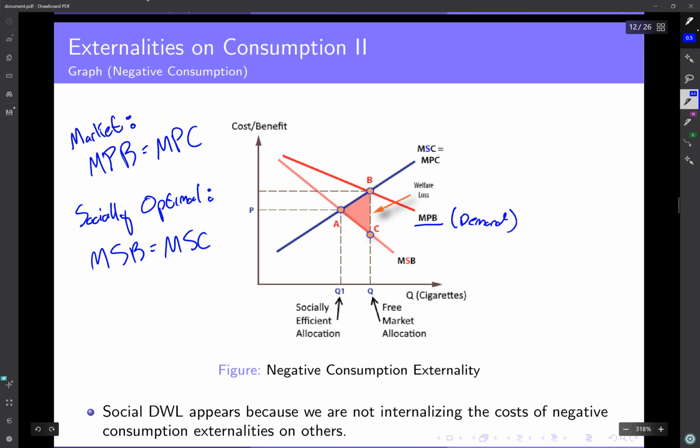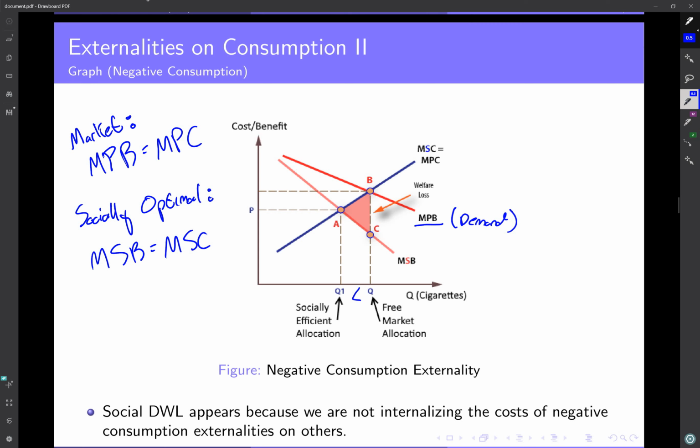But what else might we ask? Well, first of all, we know this is a negative consumption externality because I told you it is, but if I just gave you this graph, how could you know? Well, first of all, the free market allocation is greater than the socially efficient allocation. In other words, we would be efficient if we produced less. Okay, so that means we're producing too much. There's something bad about consuming this particular product. So we know that this is a negative externality.